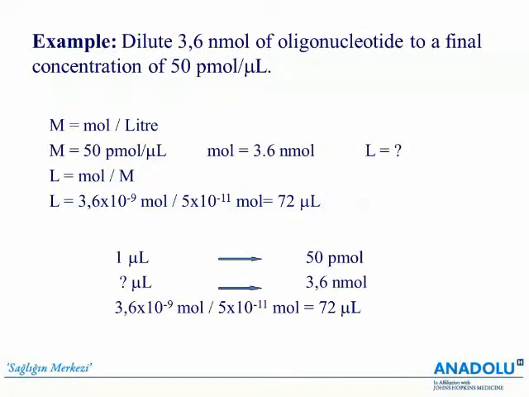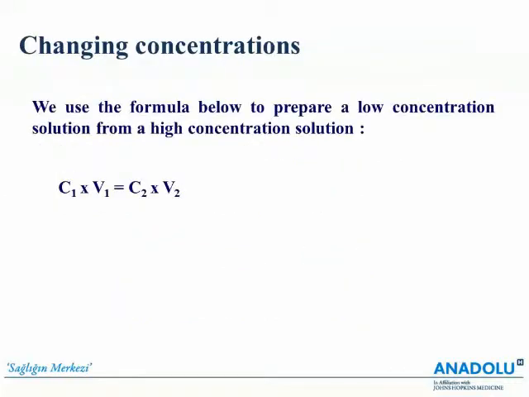We would need 72 microliters of distilled water. If we take our lyophilized sample and add 72 microliters of distilled water to this primer, we would have a final concentration of 50 picomoles of primer in 1 microliter. We can again do that using direct proportion.